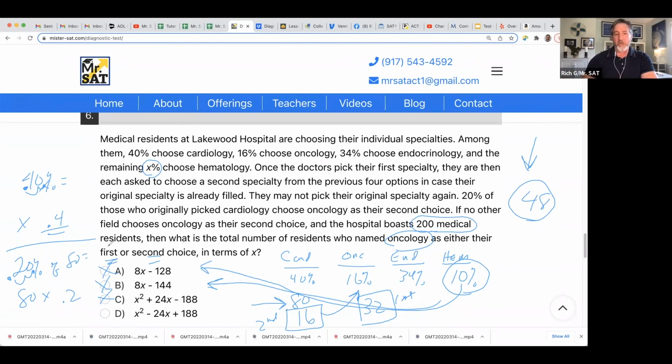10 squared is 100. 100 minus 240. That equals minus 140. And then plus 188. 48, baby. Right there. I never had any doubts. The answer is D. That was a rigmarole, but it's one of the tougher problems, right? So I hope that cleared that up for you.